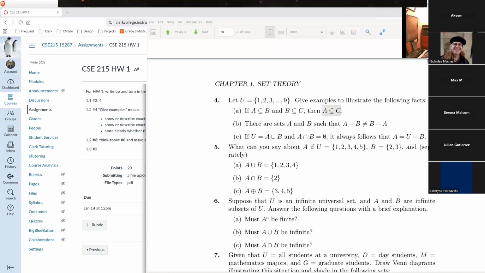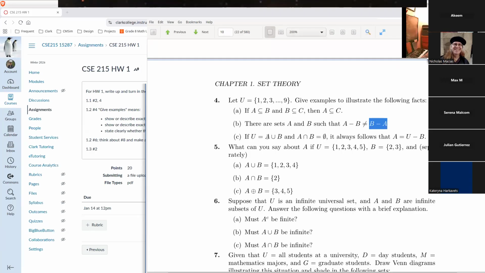Subset of C. Again, we're not trying to prove this is always true. We're trying to show a particular example where this is true. For B, same thing. Pick two sets from the universe, A, B, where the complement of B and A is not the same as the complement of A and B. So show that the subtraction is not commutative.